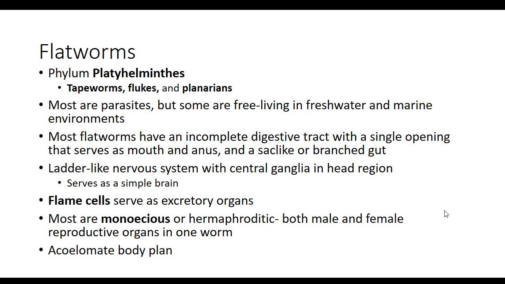Incomplete digestive tract means they just like the cnidarians, like the jellyfishes and sea anemones. There's just one opening that serves as both the mouth and the anus. So food comes in and food goes out through the same opening. It's not a continuous tube like in humans with a mouth at one end and anus at the other end.